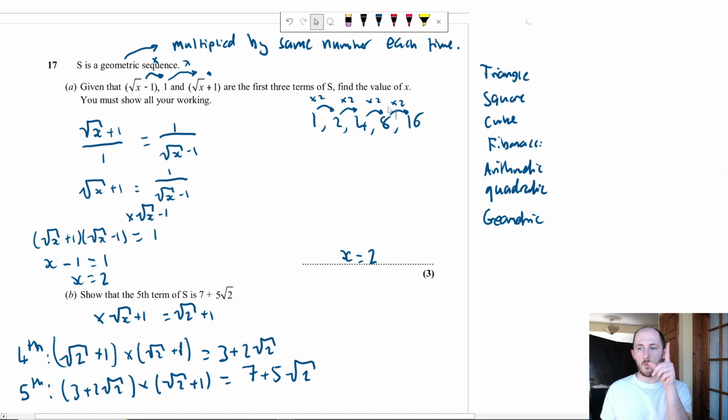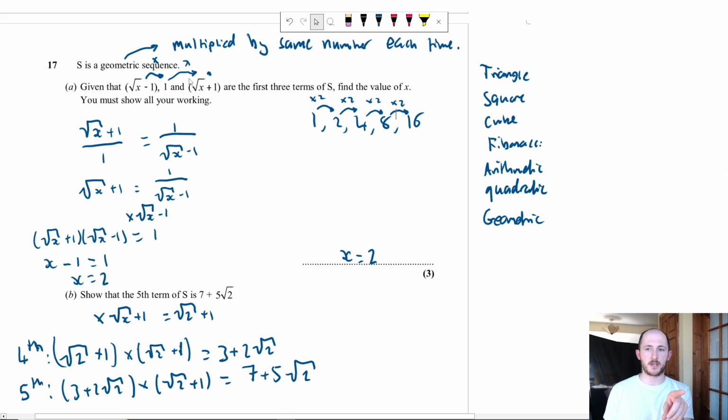But to work out what the multiplier is, you would take this term and divide it by the previous term. So 16 divided by 8 gives me 2. 8 divided by 4 gives me 2. 4 divided by 2 gives me 2. 2 divided by 1 gives me 2. So can you see that to work out what the multiplier is, you just take one term and you divide it by the previous term.